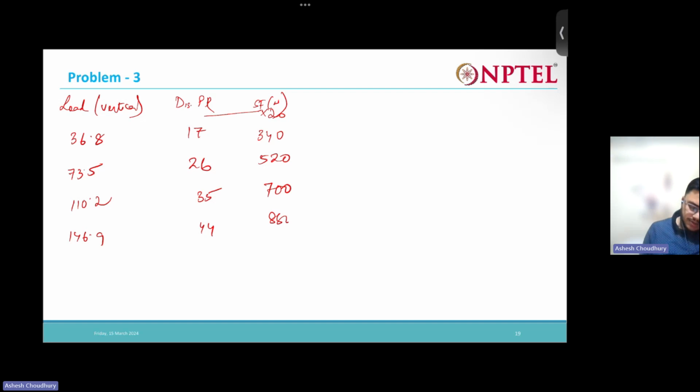Now these values you need to convert to stress values, shear stress and normal stress. So 340 divided by 60 into 60 square, and 36. Similarly, it can be 0.2.